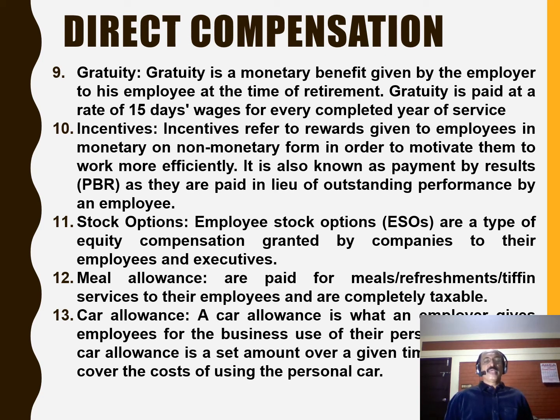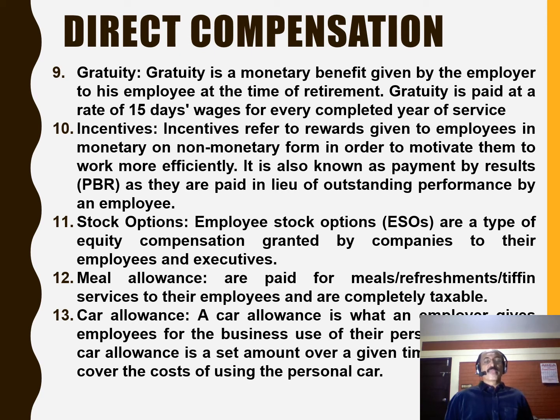Now, gratuity is an amount which is not collected from the employee, but from the employer, for every year that the employee works in that company. 15 days of his wages or salary will be deposited into another fund, and is paid as a gratuity at the time of retirement. 15 days' wages in a year.